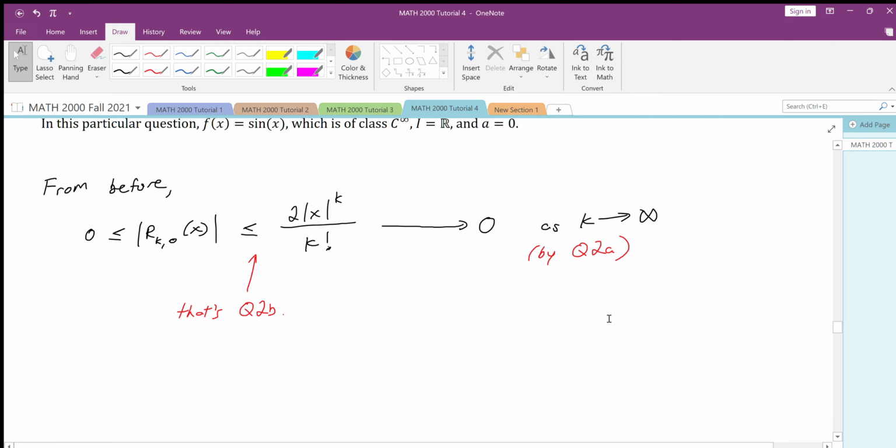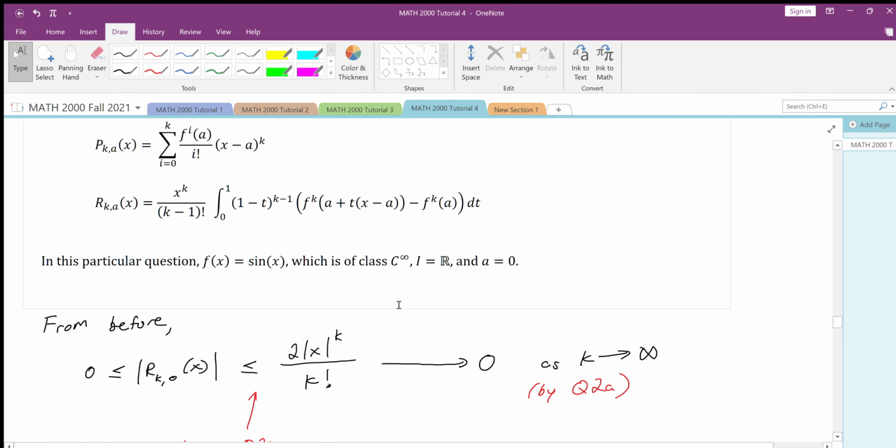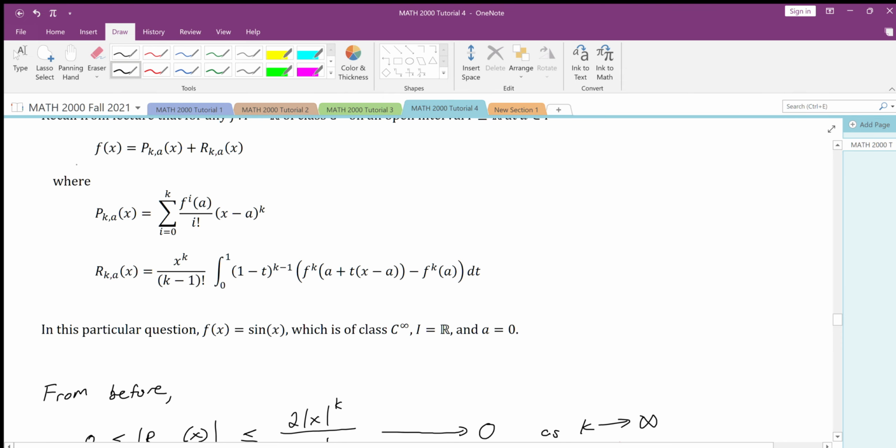So in other words, by the squeeze theorem, we see that the limit as k approaches infinity of the remainder term R goes to 0. So based off the information that we know up here, as k goes to infinity, if R is going to 0, then it stands to reason that the P terms converge to f. Right? If the R terms converge to 0, the P terms converge to f.